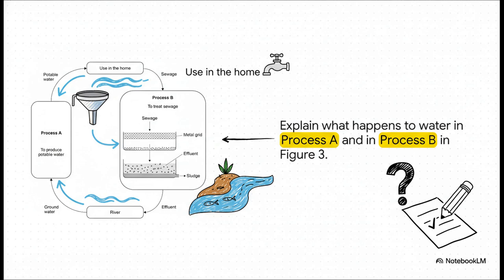Now remember, the word explain is crucial here. It means you can't just list stuff. You have to say what happens and why it happens. So let's build that perfect answer step by step, just like the mark scheme wants.